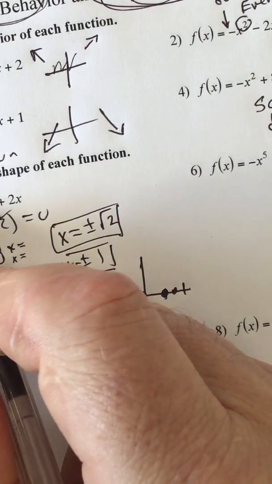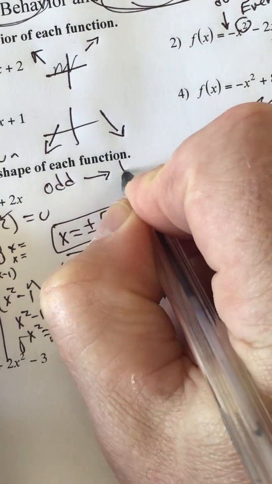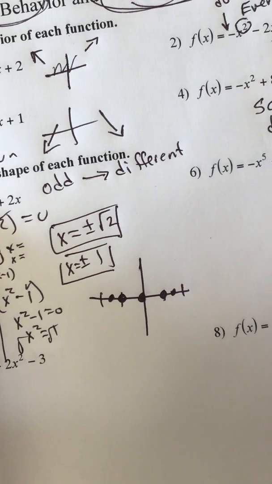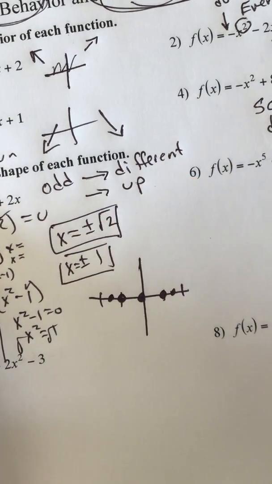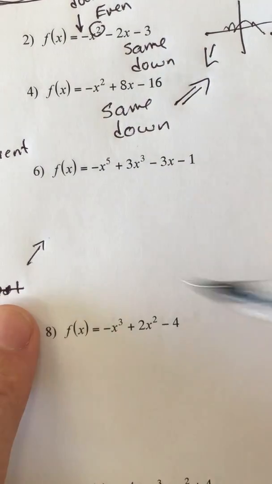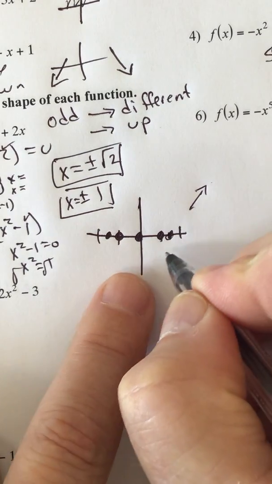Now when I look at this at the beginning, it was odd. That means it finishes different. And it was also positive, so it's going to finish up. You start with how it finishes. So this is the last 0 going to the right, and it's going to finish up. And now you just weave yourself through these.